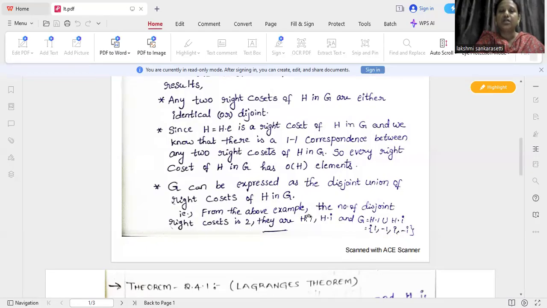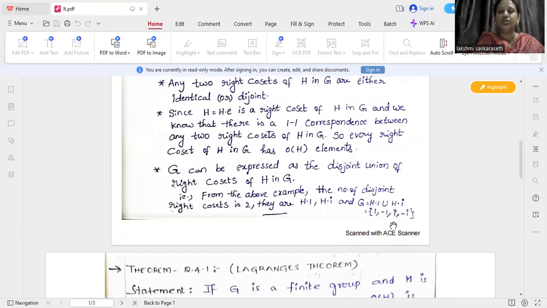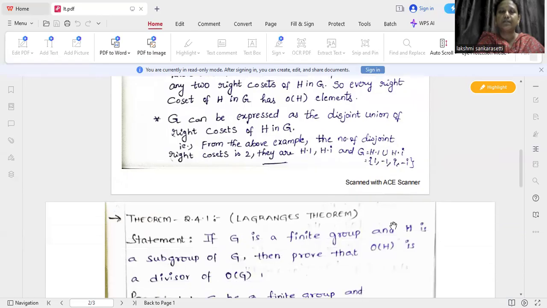So, corresponding to the disjoint right cosets of H in G, G can be expressed as the union of the disjoint right cosets.